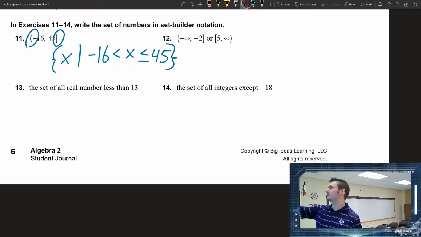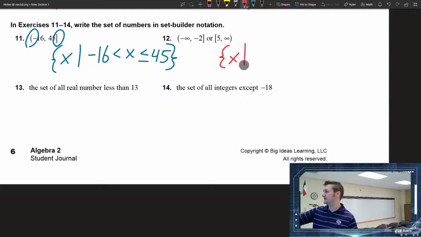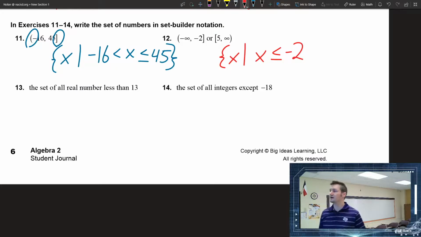Okay, let's look at number 12. Number 12, let's go ahead and get our little set builder notation set up. So all the numbers x, set x where x, well, first of all, from -infinity to -2, that would be all the numbers less than -2, correct? So we could write it as x less than or equal to, because of the bracket, less than or equal to -2. And then we could write or, because it says or right there.